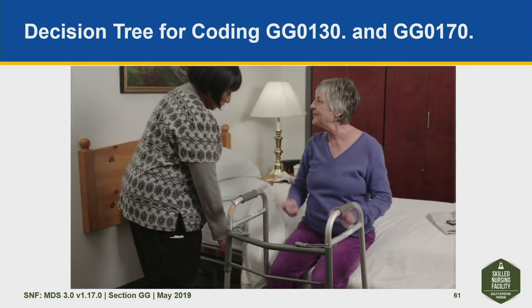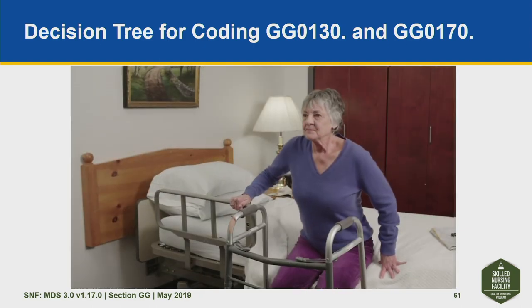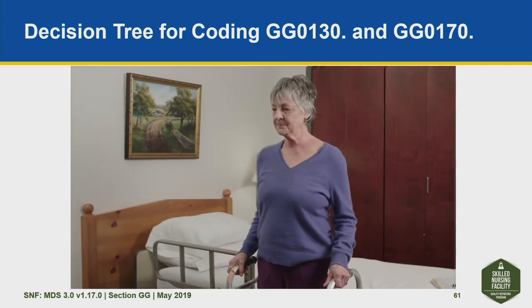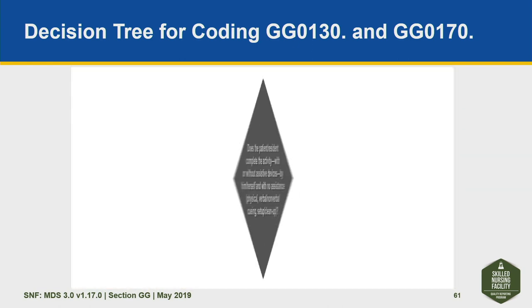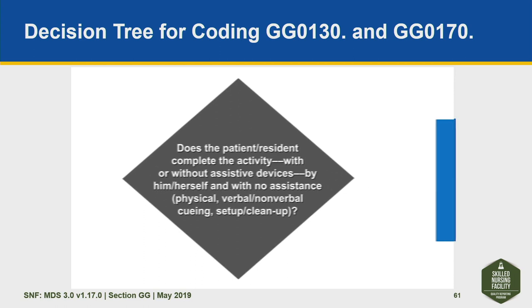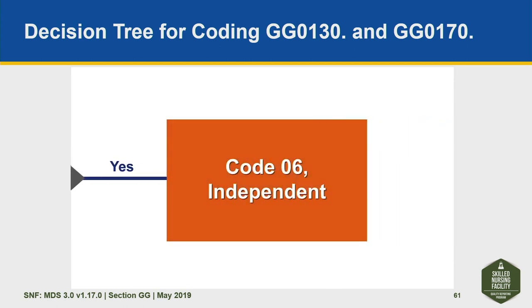Accurate coding is important to capture patient and resident safety, appropriate goal setting, and accurate evaluation of the patient's or resident's functional ability at discharge. The first question in the decision tree asks, does the patient or resident complete the activity, with or without assistive devices, by him or herself and with no assistance, including physical, verbal or nonverbal cueing, setup, or cleanup? If the answer to this question is yes, the correct code for this patient or resident is 06 independent.